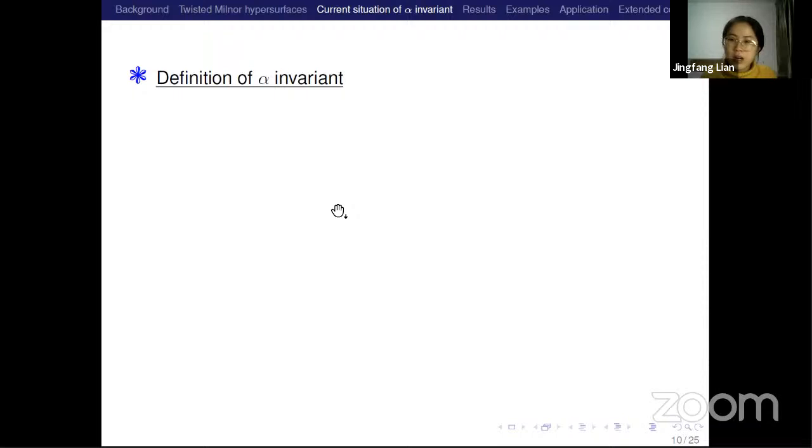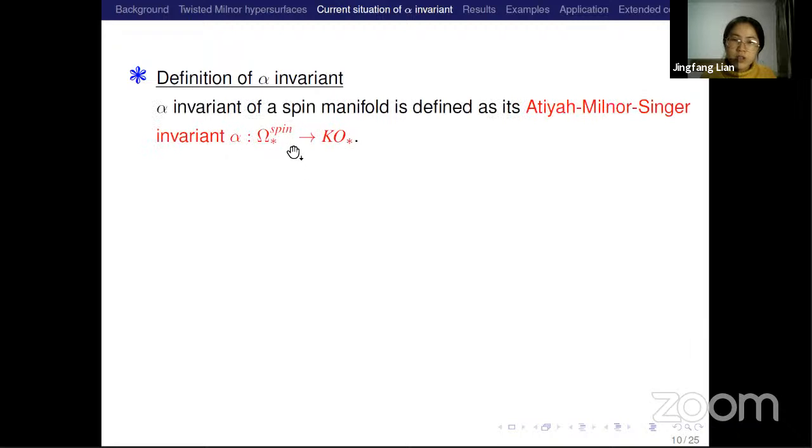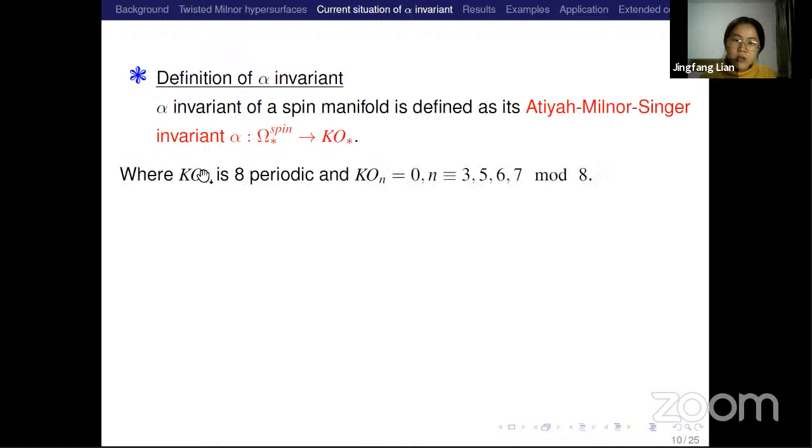After talking about the basic properties and definition of the twisted Milnor hypersurface, let's look at the alpha invariant. The alpha invariant, just as I mentioned in the beginning, is defined on spin manifolds, as a Atiyah-Singer invariant, which is a homomorphism from the spin cobordism ring to K-theory. K-theory is, as we all know, 8-periodic, and the K-theory is 0 for n equal to 3, 5, 6, 7 modulo 8. In fact, the alpha invariant is closely linked with the A-hat genus.